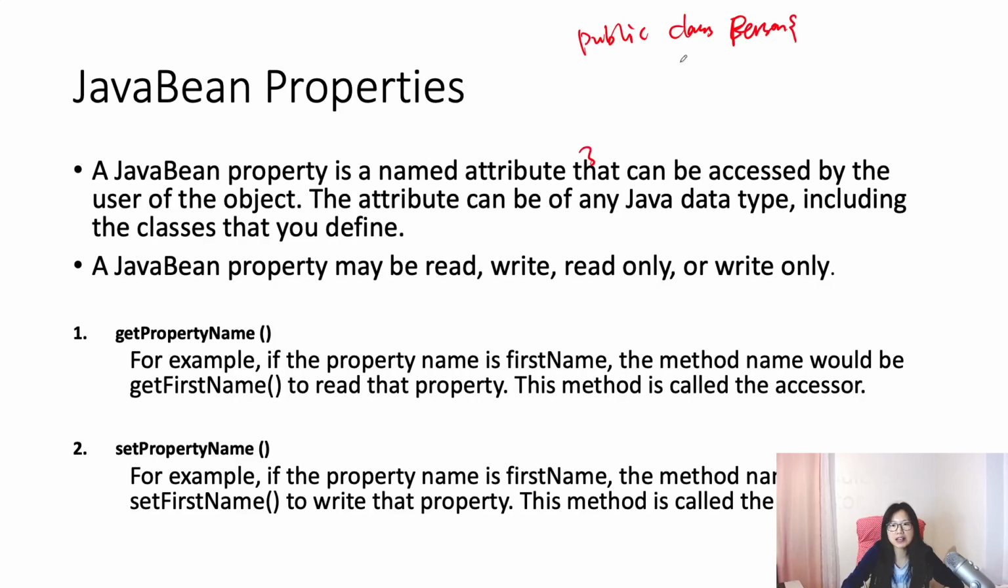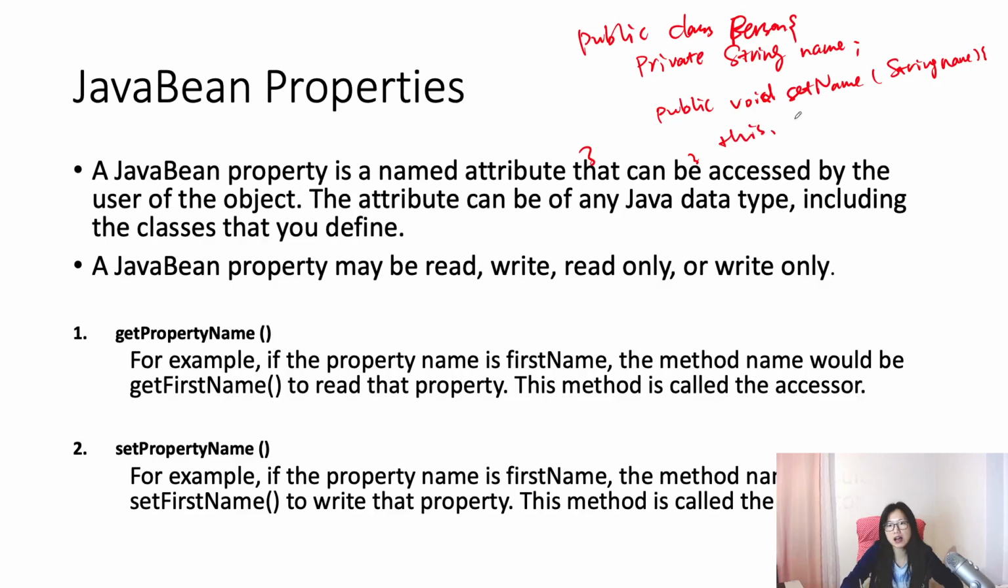And if we have a private string name, I'm just using name. When we're using private, it means you cannot directly use a person object's .name to retrieve this property. And if we provide a set method, setName, where you pass a string name, and here this.name equals name. If you provide a set, then it can be written.